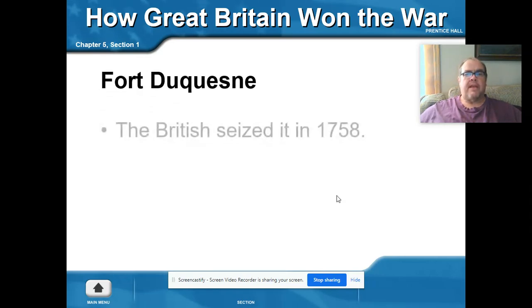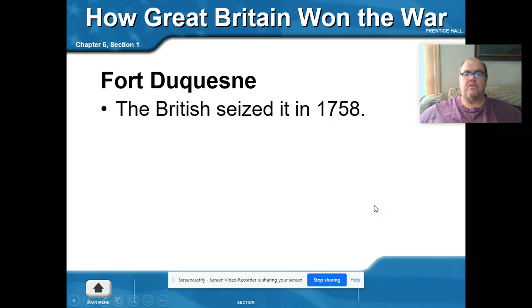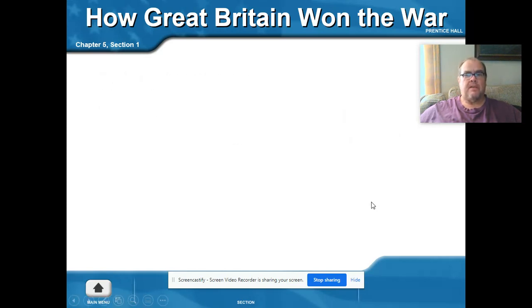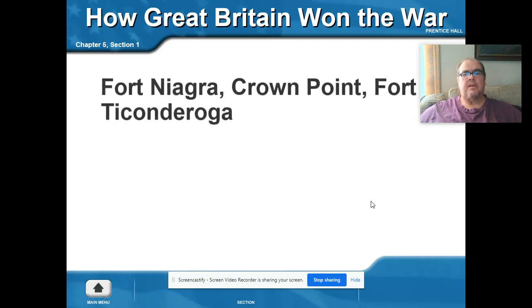Once again, Fort Duquesne. The British took control of Fort Duquesne. They retook control in 1758, and they renamed it Fort Pitt, which later becomes Pittsburgh. So if you know where the Pittsburgh Steelers are from, or the Pittsburgh Penguins, or the Pittsburgh Pirates, this is where the Fort Duquesne was and became Fort Pitt. Another British victory. Remember, it's because Pitt had sent his best generals and he spent the money.